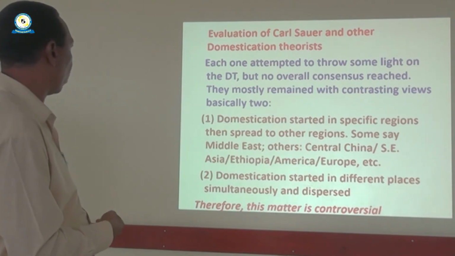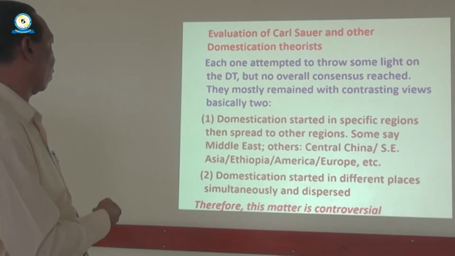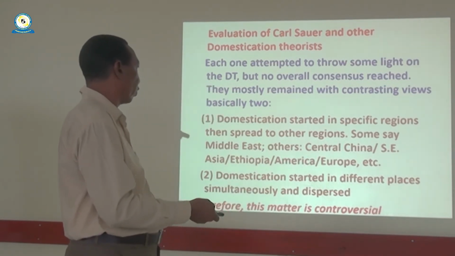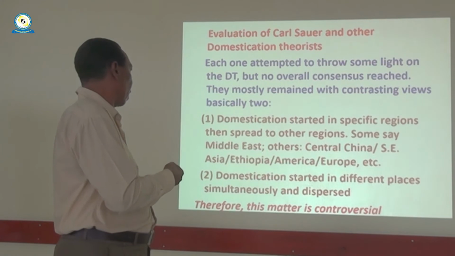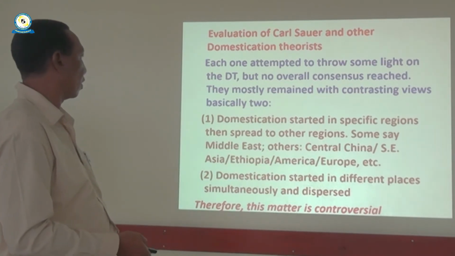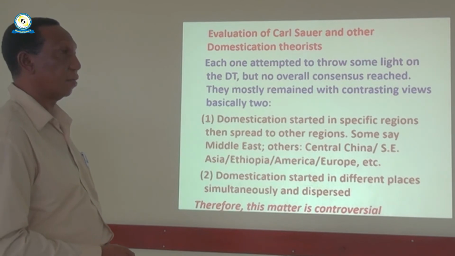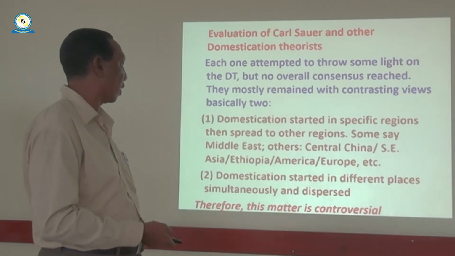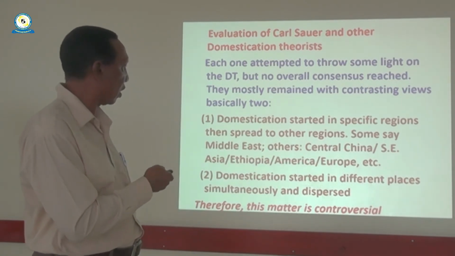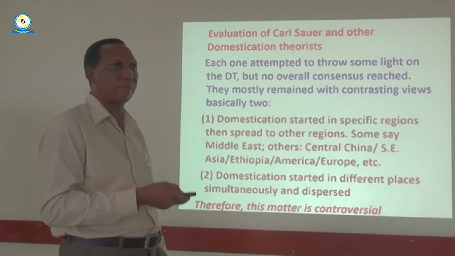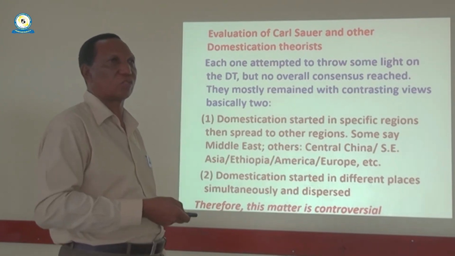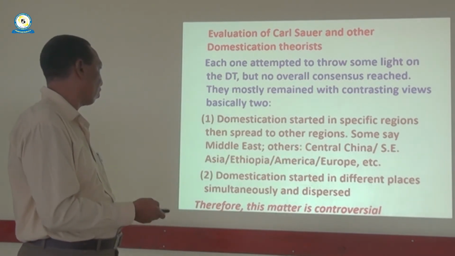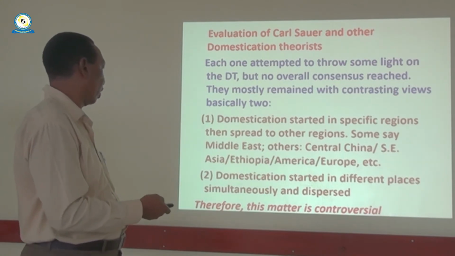So we can say that now we have two main camps here. We have one camp which says domestication started in a specific region, then spread to other regions. Some say it started from the Middle East, and others say Central China. Some theorists say Southeast Asia, even Ethiopia, America, Europe. So they say it originated from one region or one place and then spread to the rest of the world. But we have the other camp which says that domestication started in different places, simultaneous and dispersed.